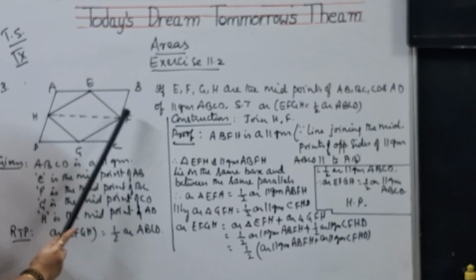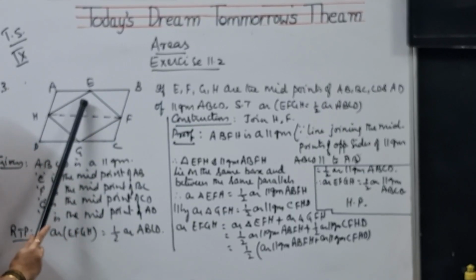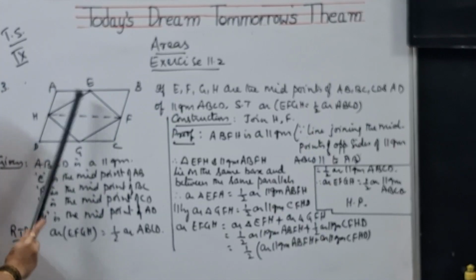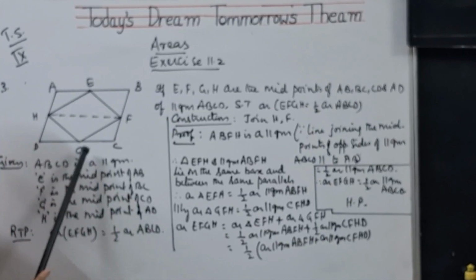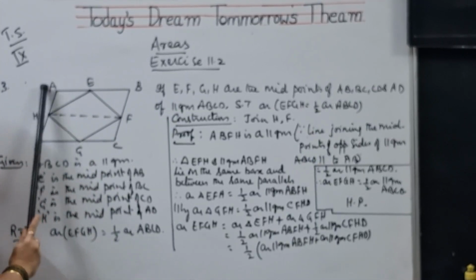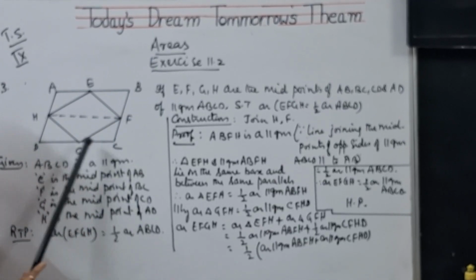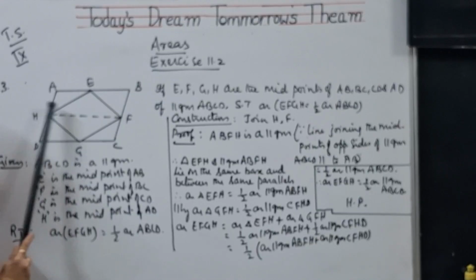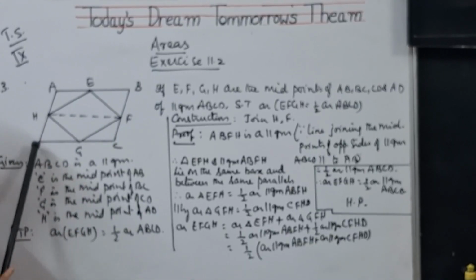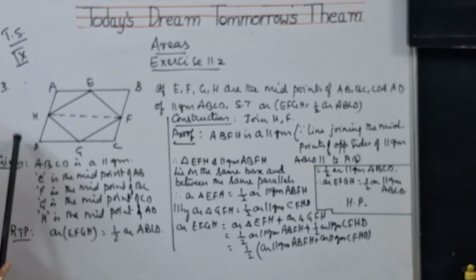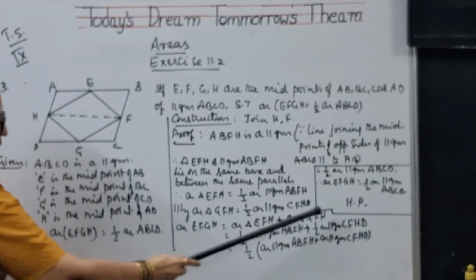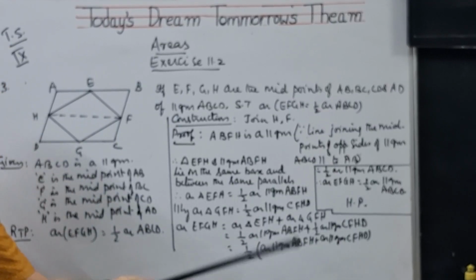So you want EFGH area. That means this triangle plus this triangle area. So area of EFH plus area of GFH is nothing but half area of ABFH plus half area of CFHD. That is nothing but area of ABCD. Therefore, we can say that area of EFGH is equal to half area of parallelogram ABCD. Please note it down, children.